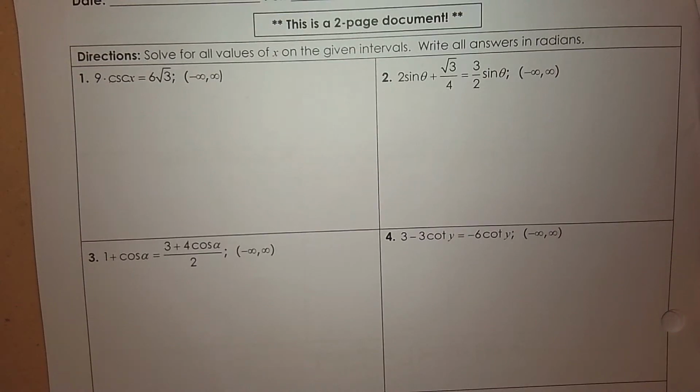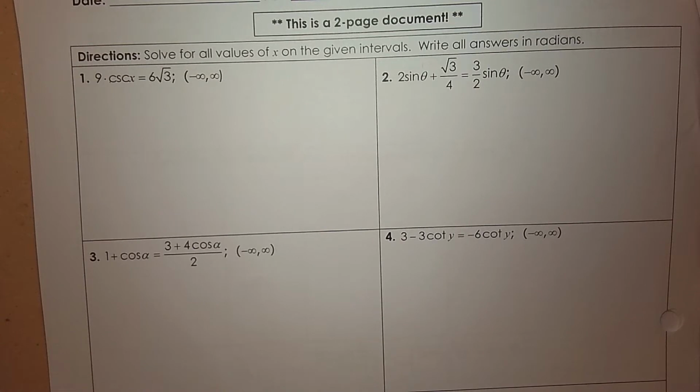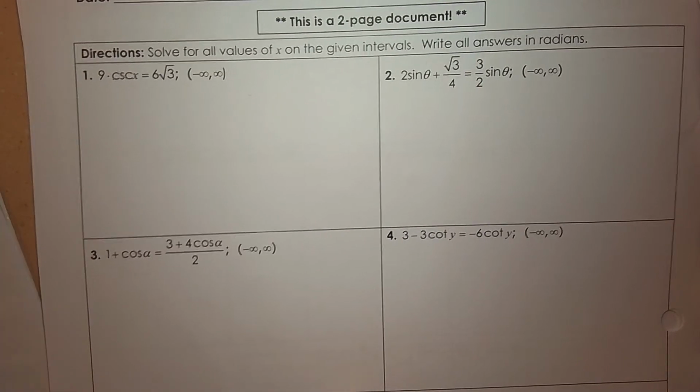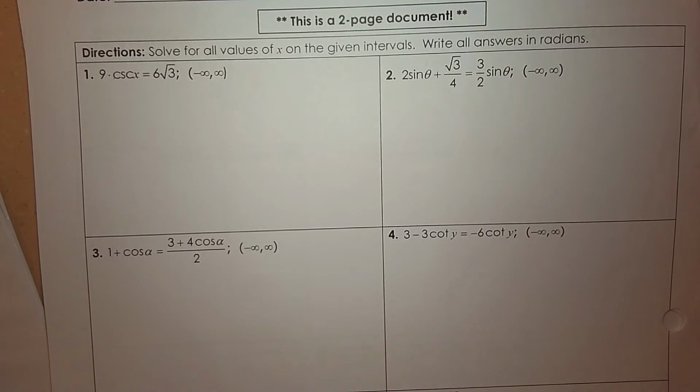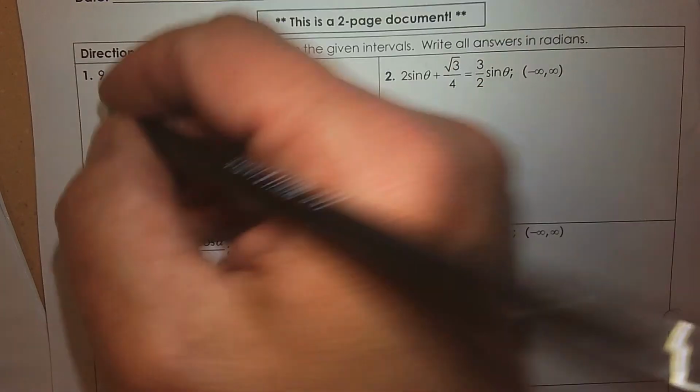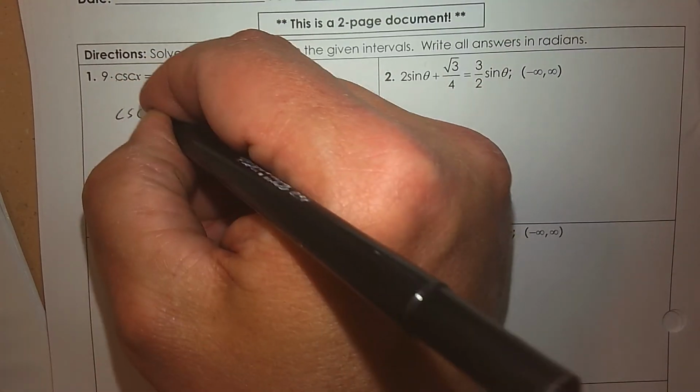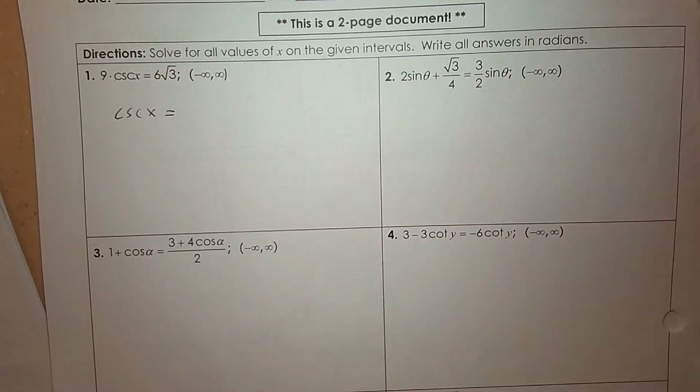All right, so here's your homework, solving trig equations. Some of these might involve identities I haven't gone through with you, and that's okay. When it involves something we haven't gone through, we're just going to skip it and do the questions we will do together. So to solve this, step one is to get cosecant by itself.